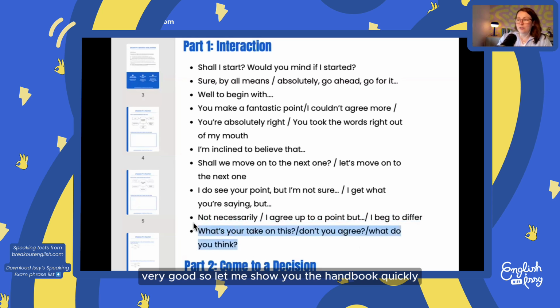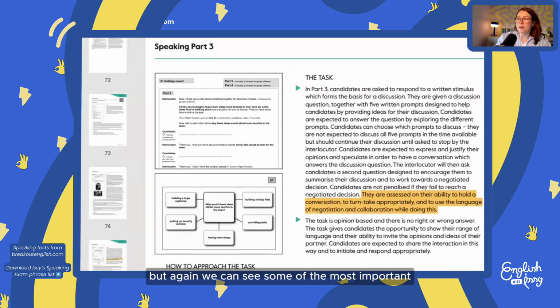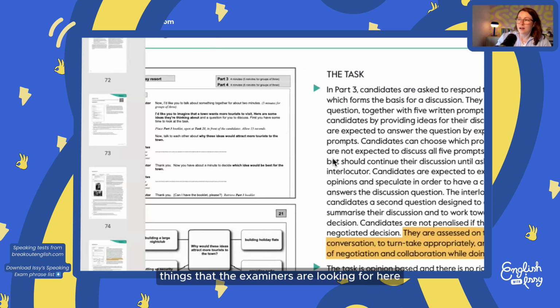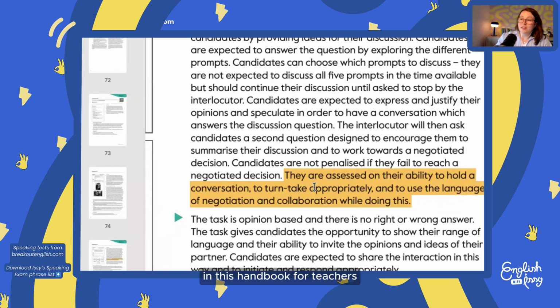Very good. So, let me show you the handbook quickly. I think I sent you guys a copy of the B2 First handbook. But again, we can see some of the most important things that the examiners are looking for here. In this handbook for teachers, the Cambridge institution really is telling us that what we need to do is to see if you guys can hold a conversation.